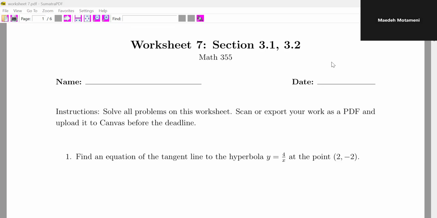Hello everyone, we are going to solve worksheet number 7, which is from the Biocalculus book, and it is about sections 3.1 and 3.2, which are about derivatives.